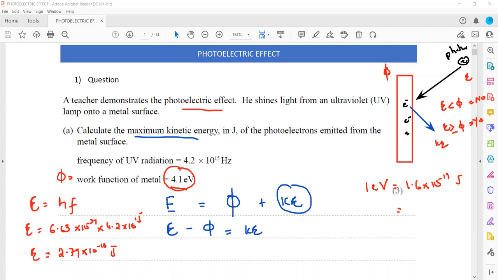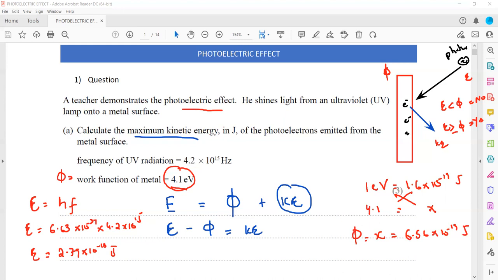In the question, we have 4.1 electron volts. So how many joules will that be? Call it X. Cross multiply: 4.1 multiplied by 1.6 × 10^-19. This gives us 6.56 × 10^-19 joules. So now we have the work function in joules. This X is actually the work function. So we have the work function, and we have the energy of the incident photon. So we subtract to calculate the kinetic energy, or maximum kinetic energy.